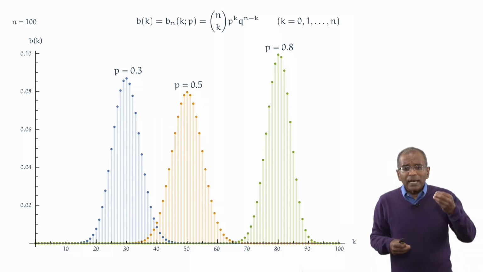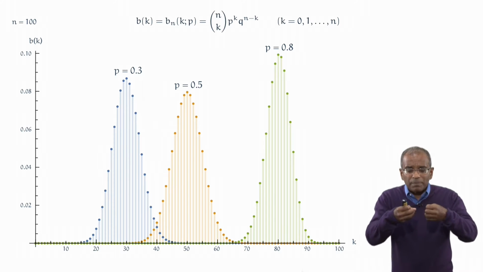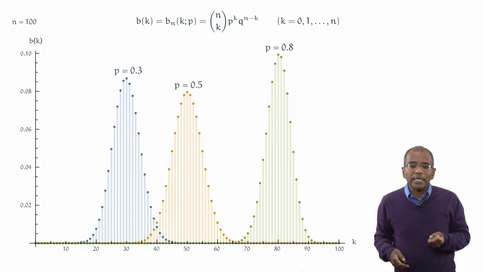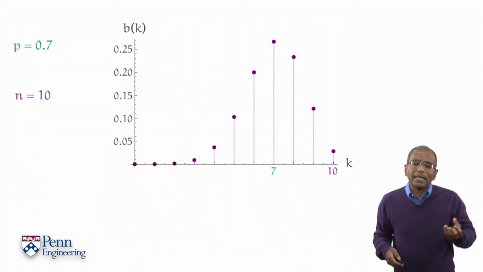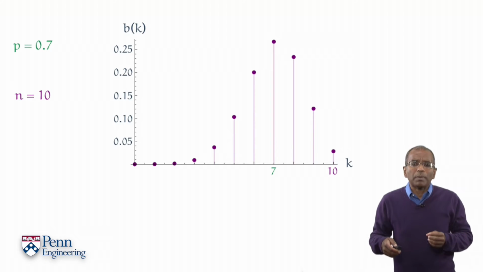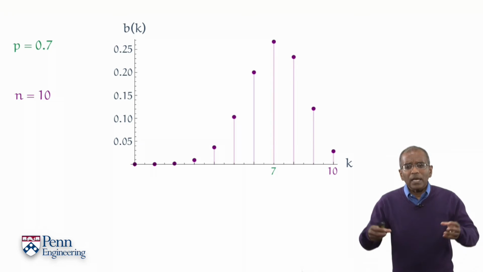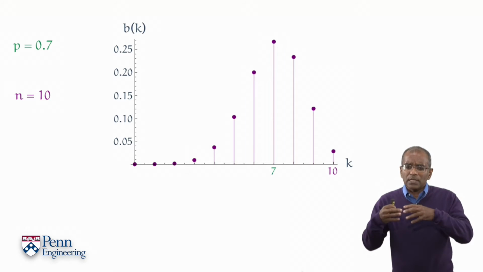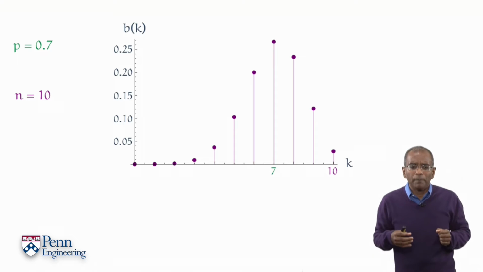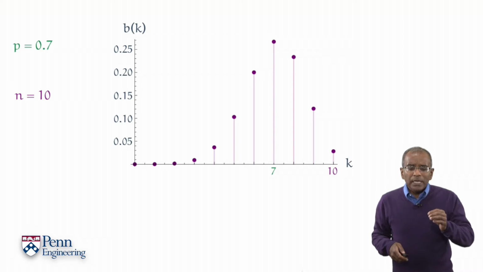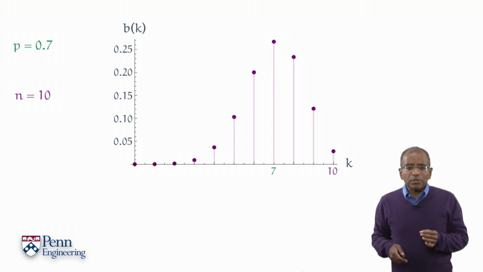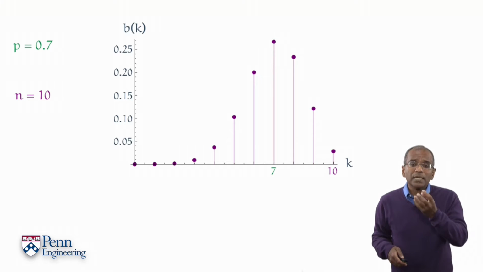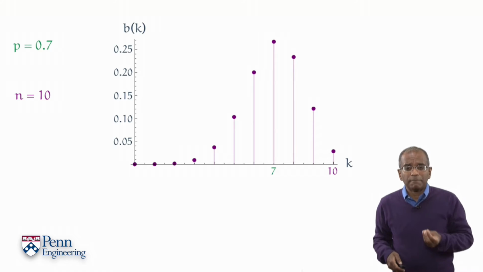Now, fixing n has fixed one parameter and we've varied p. The other possibility is to fix the success probability and vary n. So let us suppose that the success probability is fixed at 0.7. Here is a picture corresponding to 10 trials, and we get something very much like what we've seen before. The maximum of this distribution arises exactly at n times p, which is the expected value, and happens at 10 times 0.7 or at 7.